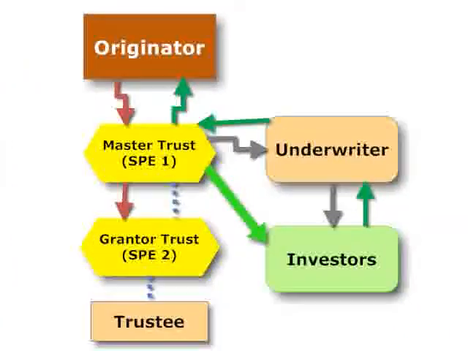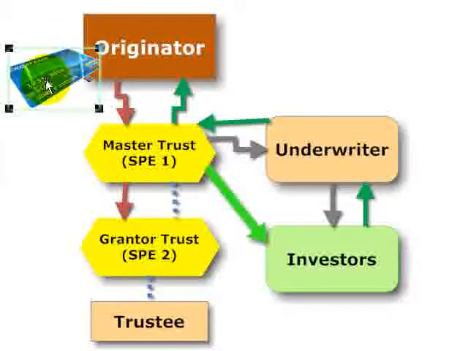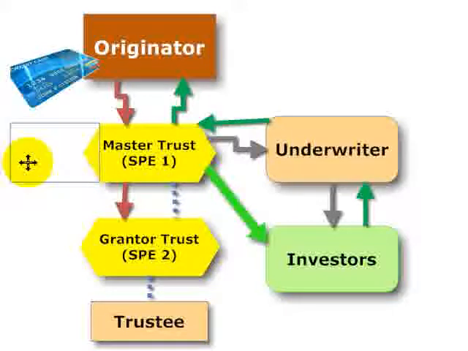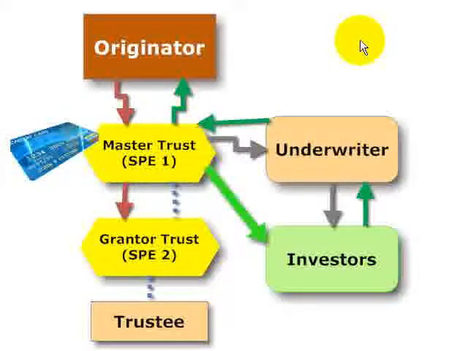Now let's compare to the trust. And really we mean two trusts. So when there's a trust employed, it starts the same way. The originator sells the credit-sensitive assets to the master trust, in this case, Special Purpose Entity 1. So as before, the special purpose entity is purchasing the assets from the originator.